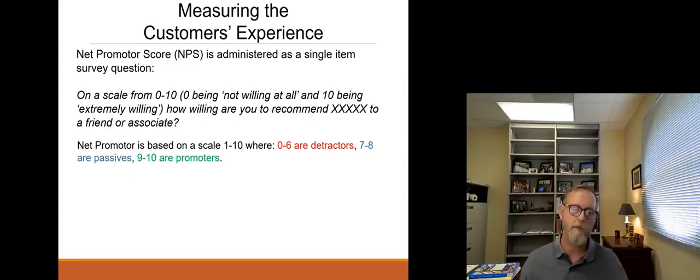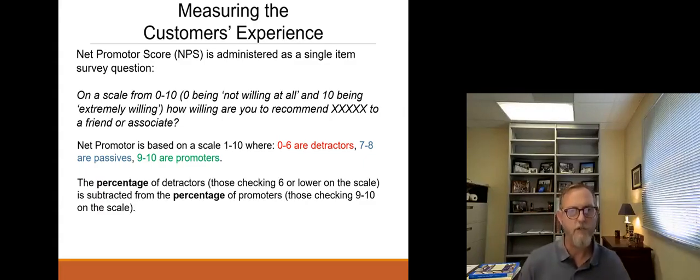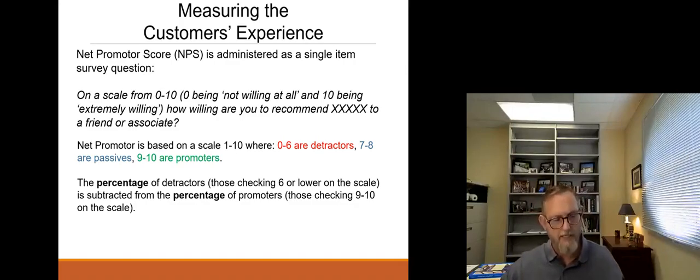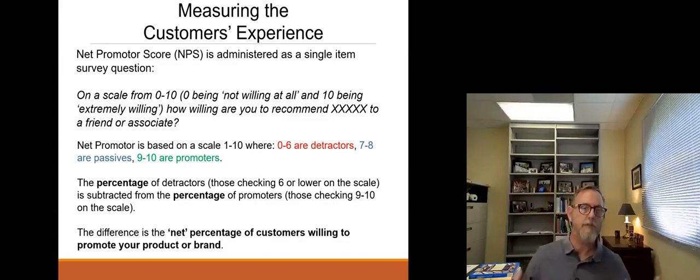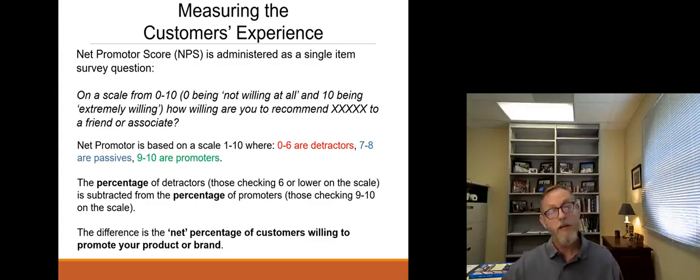So how the customers check those boxes puts them in one of three categories: a detractor, a passive, or a promoter. To use Net Promoter Score, we take the percentage of detractors, those who checked 0 through 6, and subtract them from the percentage of promoters, those who checked 9 and 10. The difference between those is the net for Net Promoter, the Net Promoter Score, the NPS. That's how you do it.